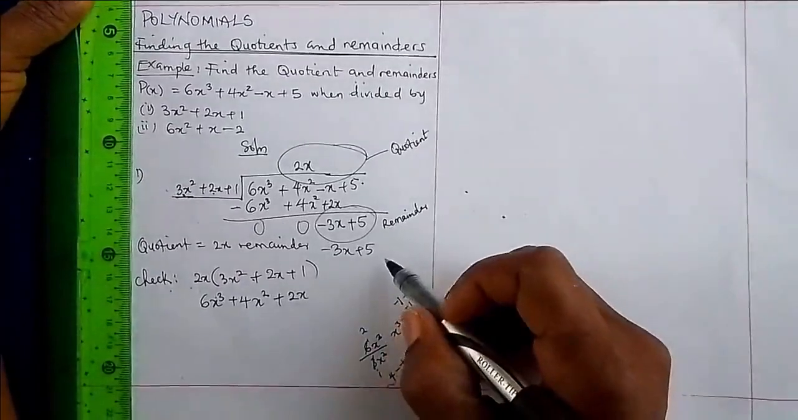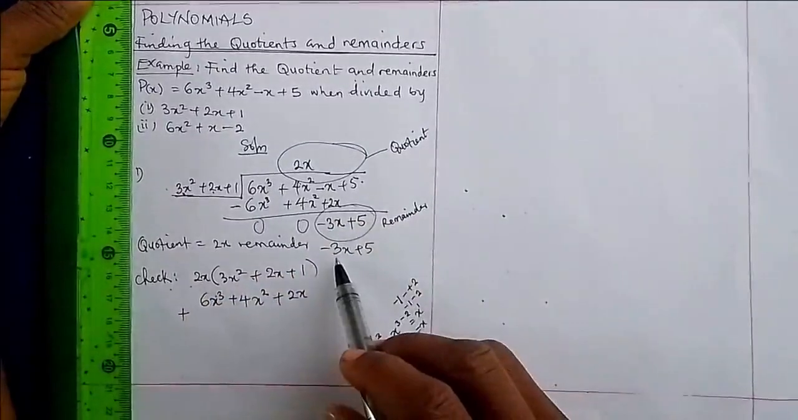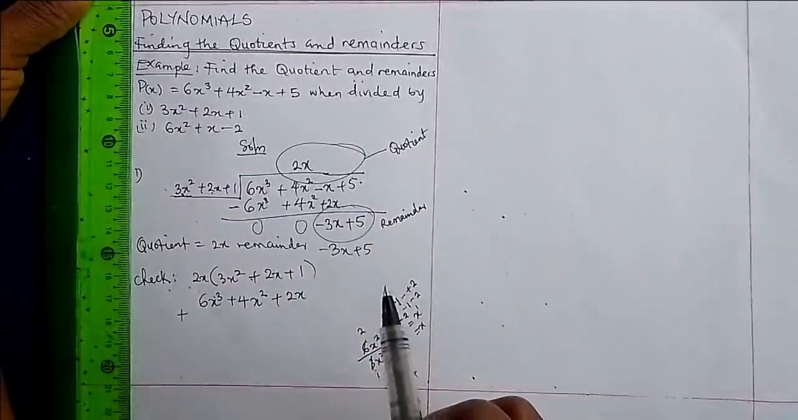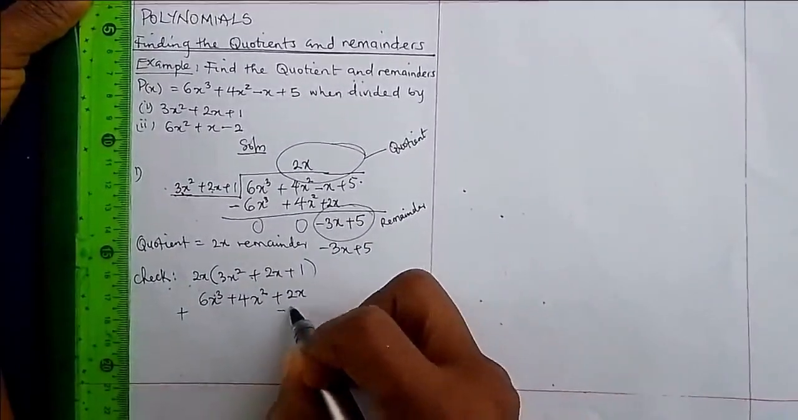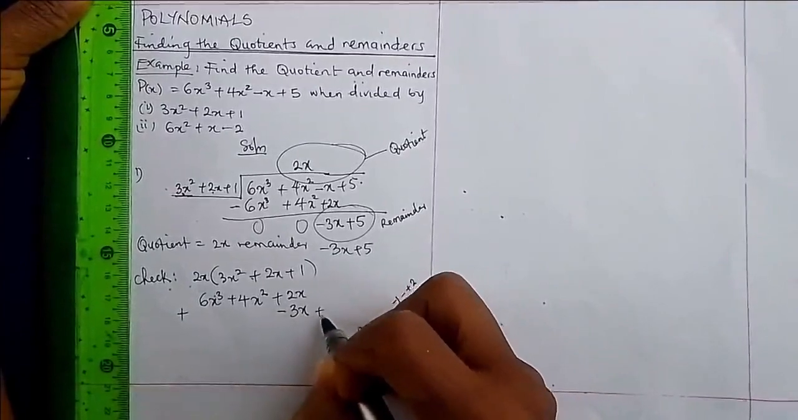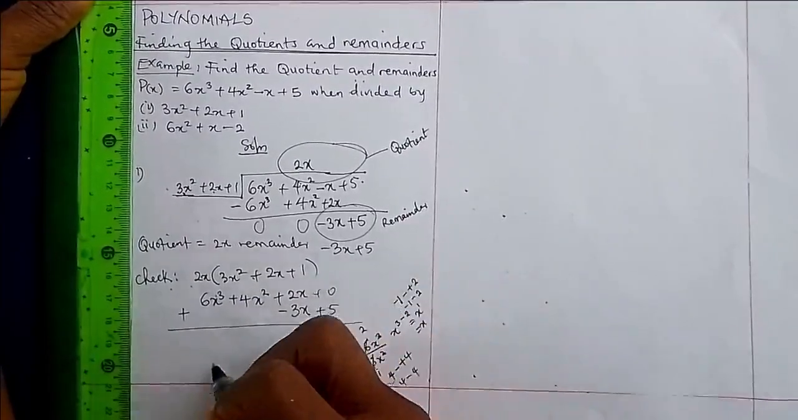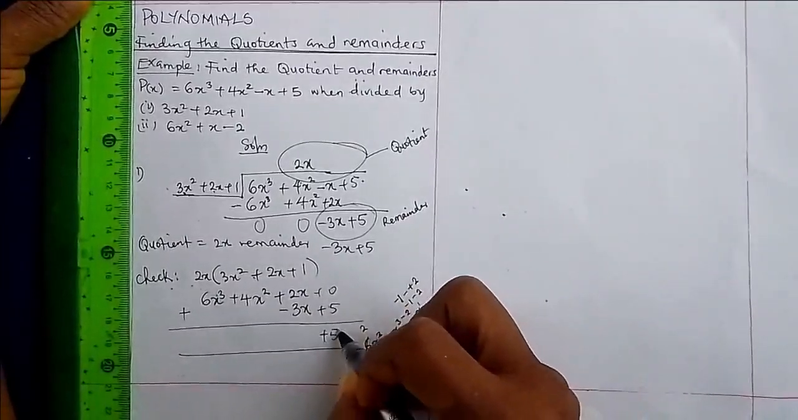We'll add the remainder to see if our answer will give us the question. The remainder we got there is minus 3x plus 5, and we must always make sure of how we arrange our numbers. This one doesn't have any constant, so plus 0, so that we'll be able to add up. 0 plus 5 gives us plus 5.